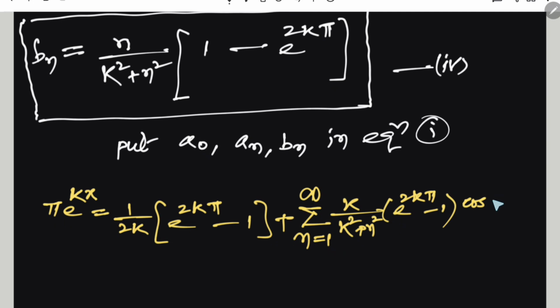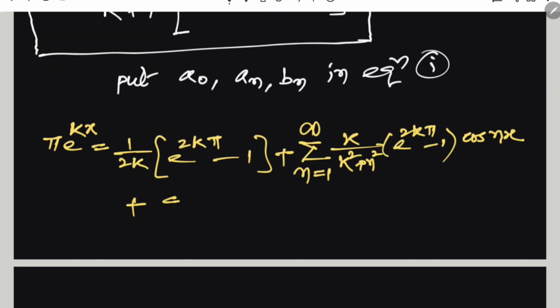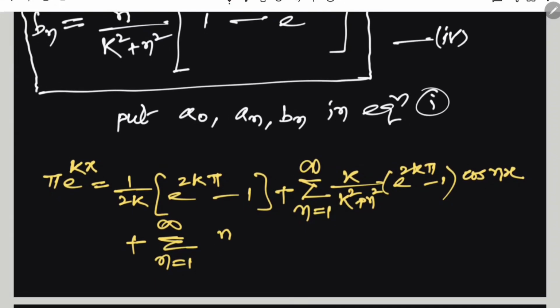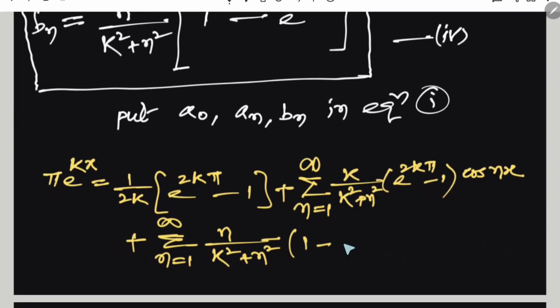multiplied by cos of nx, plus summation of bn. The value of bn is, summation from 1 to infinity, n upon k square plus n square multiplied by 1 minus e raised to 2k pi, into sine of nx. This is the required answer, the required Fourier series.